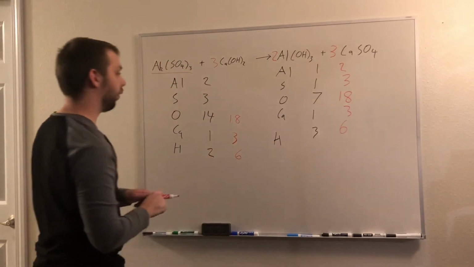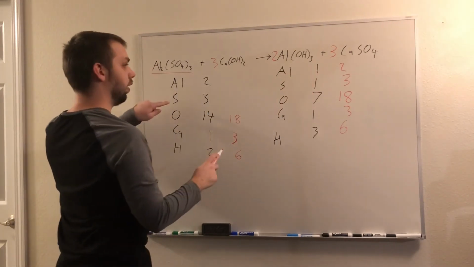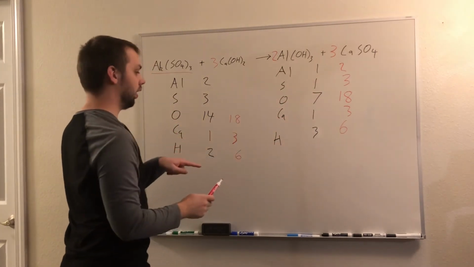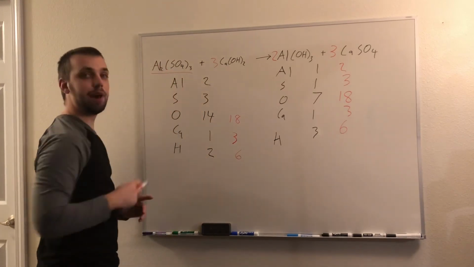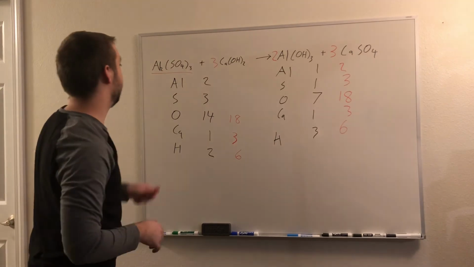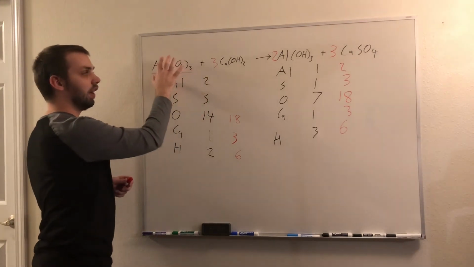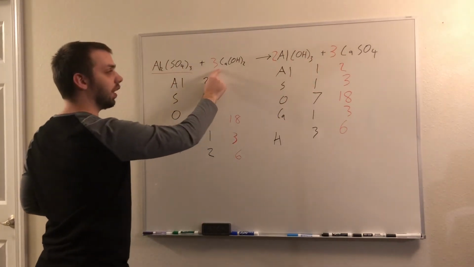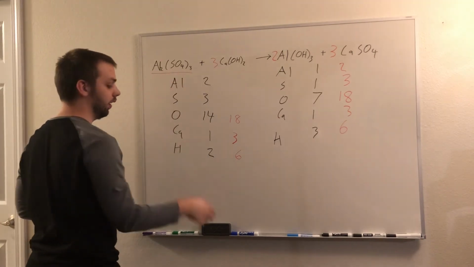And so now if we look, we have 2 aluminum on both sides. We have 3 sulfurs. We have 18 oxygens, 3 calciums, and 6 hydrogens. So this is a balanced reaction. So it looked like it was going to be really hard, but all I did was balance this, and then these took care of themselves. Then I just had to add one thing over here, and I didn't even really have to mess with this one over here as far as changing it.